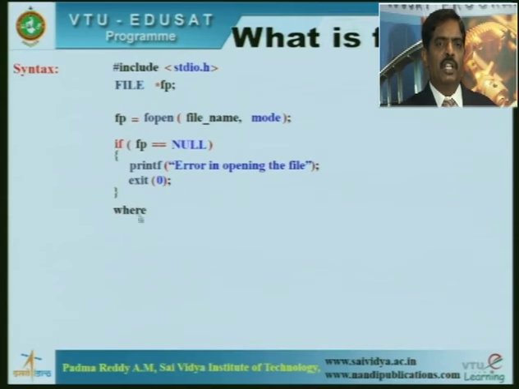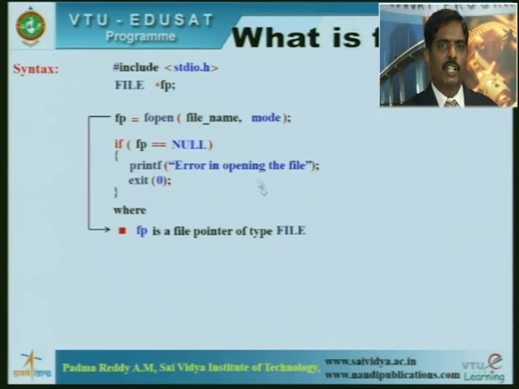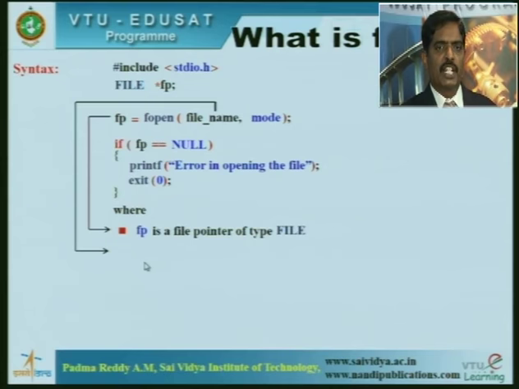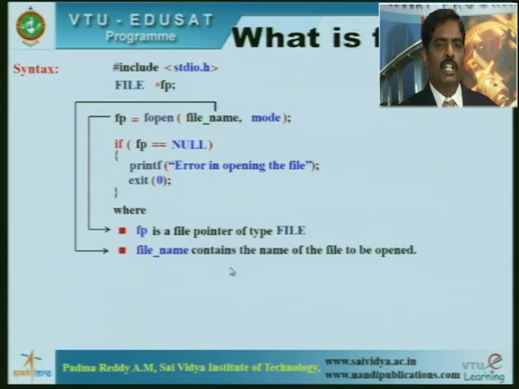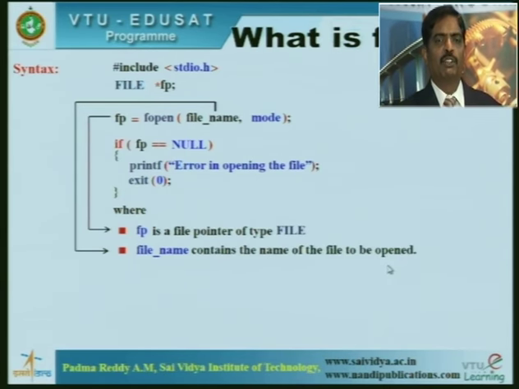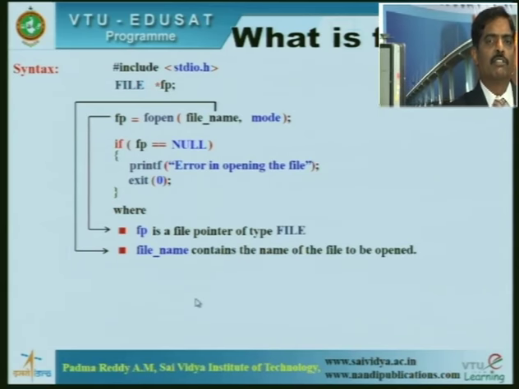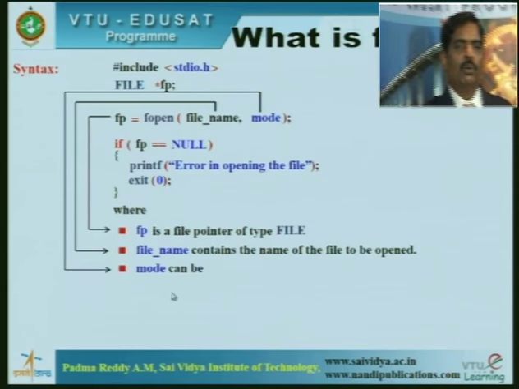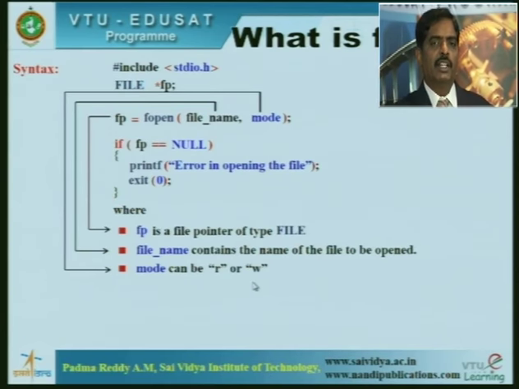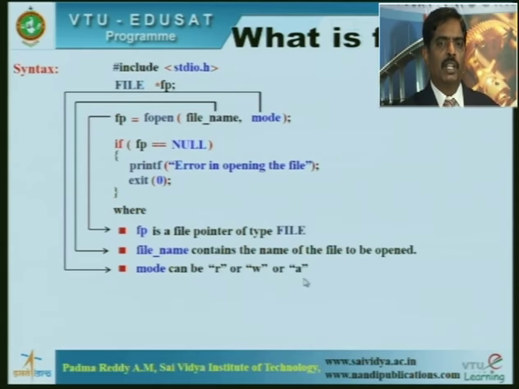Now let me see here. What can you tell me? What is FP? FP is a file pointer of type FILE, which is defined in stdio.h. It is a structure. The second one is the file name. The file name contains the name of the file to be opened. And the third one is the mode. Mode can be either R, W, or A, or it can be R plus, W plus, or A plus also.